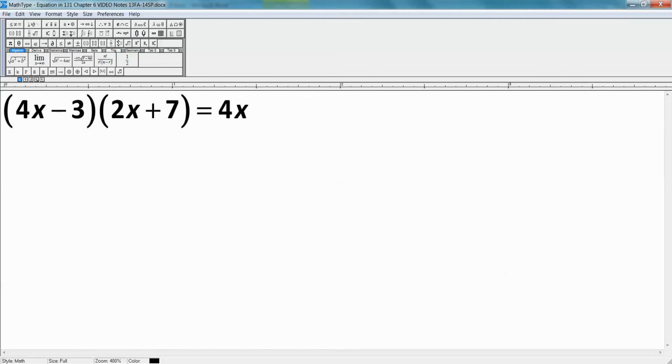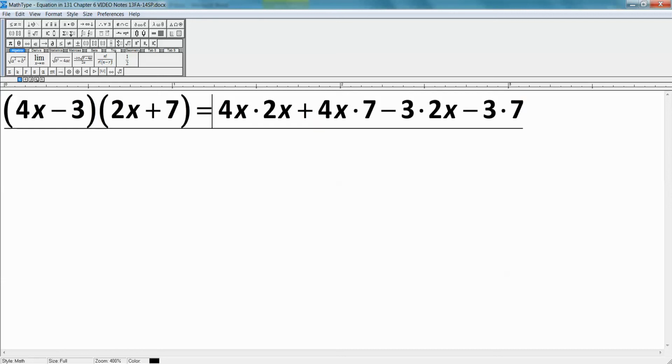Well, actually, you know what? Let me write it out just one more time. 4x times 2x plus 4x times 7 minus 3 times 2x minus 3 times 7. First is right here. Outers is right here. Inners and last. Now notice the minus sticks with that 3, right? So this one became a minus 3 and this one becomes a minus 3.